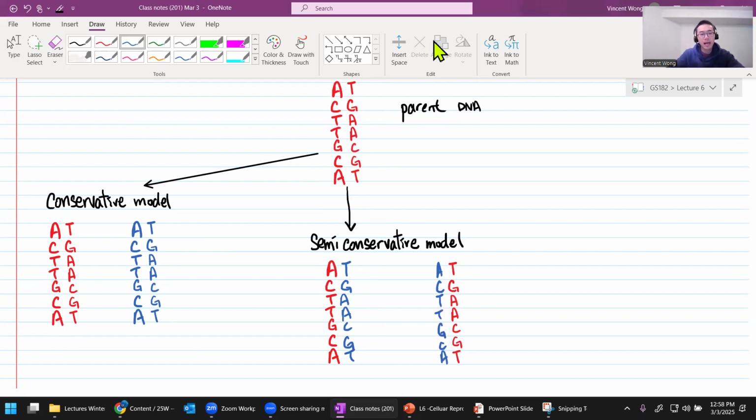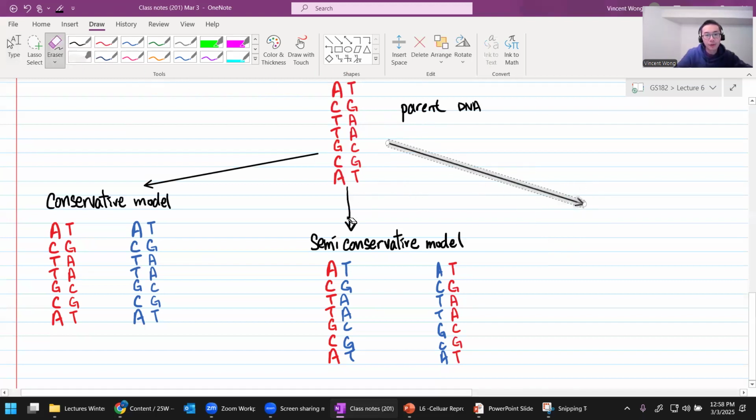So in the end, I have two DNA molecules. Half is made up of original nucleotides, the red ones, and the other half is made up of new nucleotides, the blue ones. So it's semi-conservative. You conserve half of the molecule, the other half is new stuff. Just let me know if you don't understand. I can explain again.